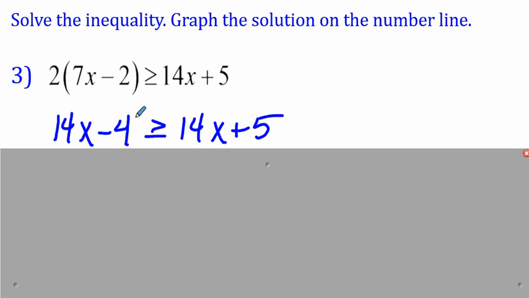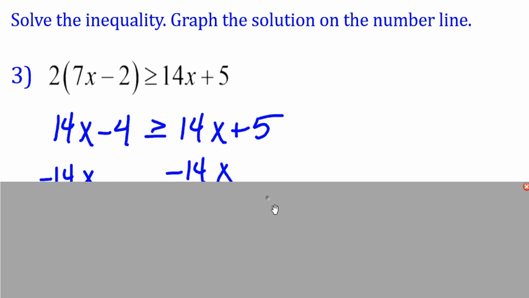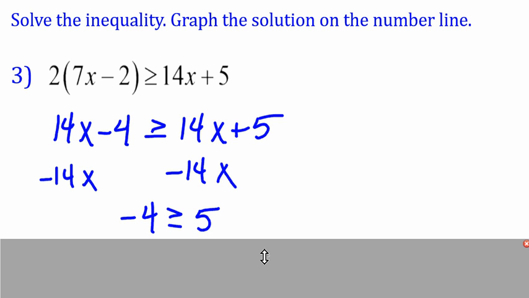Okay, is the left simplified? Yes. Is the right simplified? Yes. So what's your lowest variable? 14x. So we're going to subtract 14x from each side. So this says negative 4 is greater than or equal to 5. Negative 4 cannot be greater than or equal to 5, so that's false.